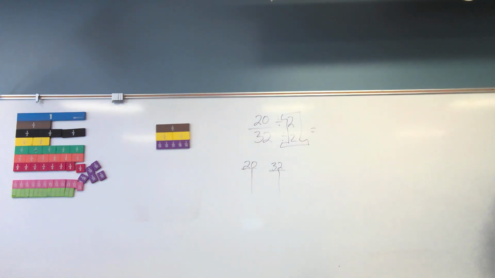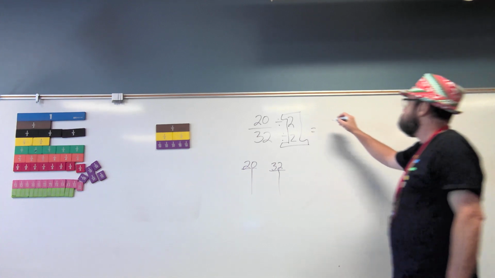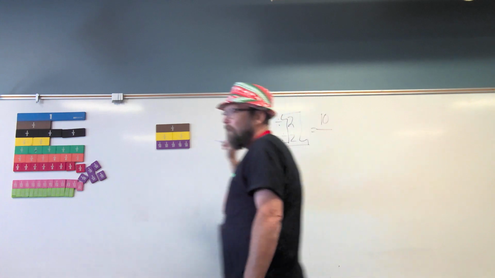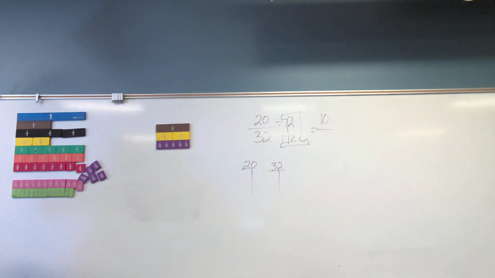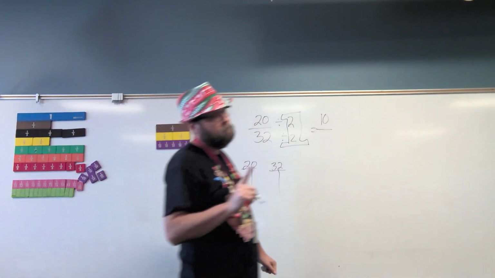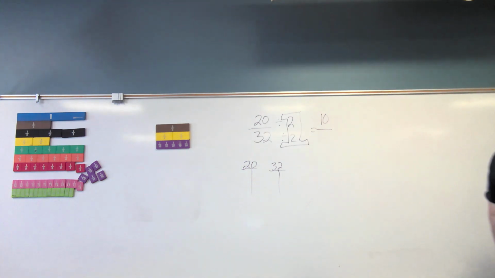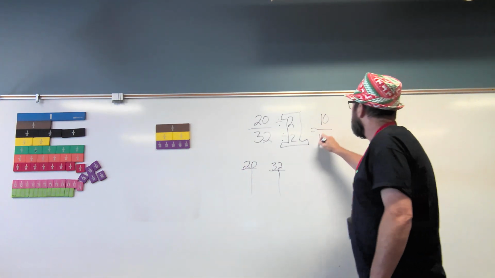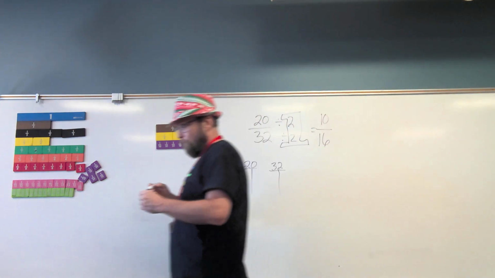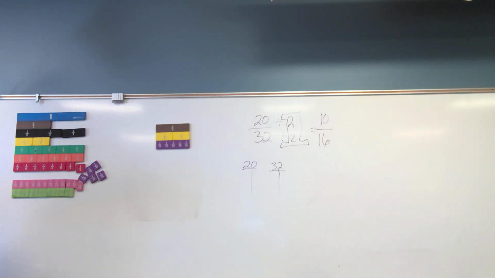And then I'm going to ask Maddie D, what is 20 divided by 2? 10. And then I'm going to ask Joe Michael, what is 32 divided by 2? 16. Now, since I didn't find the greatest common factor, I'm going to have to recheck it and see if I can simplify it by anything else.